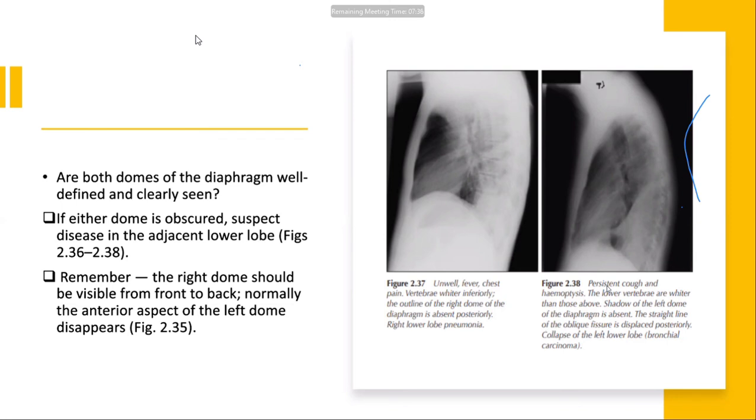The patient has a persistent cough and hemoptysis. The lower vertebrae are whiter than those above, as you can see here. The shadow of the left dome of the diaphragm is absent. It is not quite easily seen because the photograph is not clear. The straight line of the oblique fissure is displaced posteriorly. You can see that the oblique fissure has gone posteriorly. So it is the collapse of the left lower lobe, actually due to bronchial carcinoma.